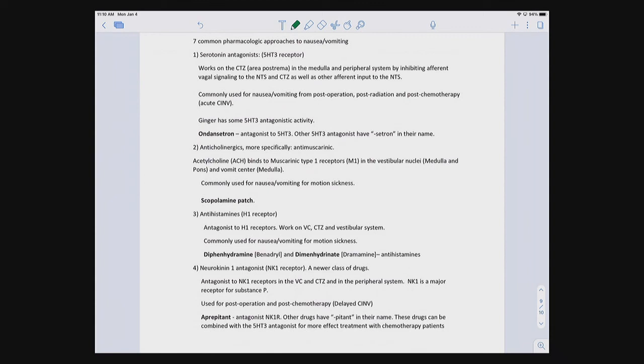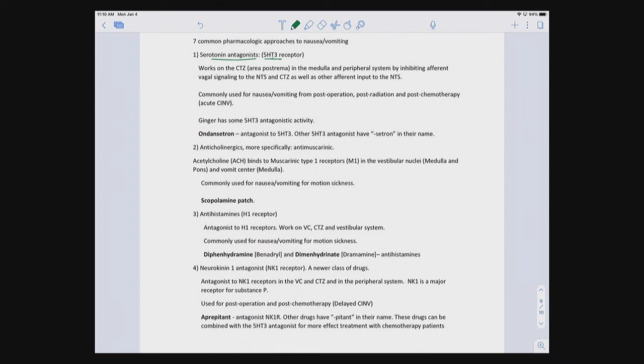The first one I want to talk about would be serotonin antagonist. We saw earlier that the 5-HT3 receptor, which is a serotonin receptor, there are many types of serotonin receptors, but the subtype 3 is the one we want to talk about. That is the one that seems to be playing a role in nausea and vomiting.